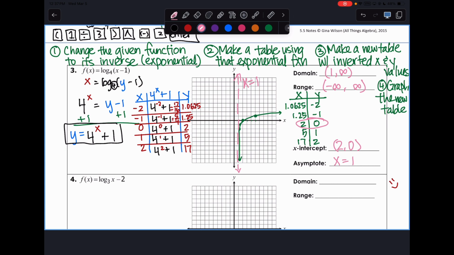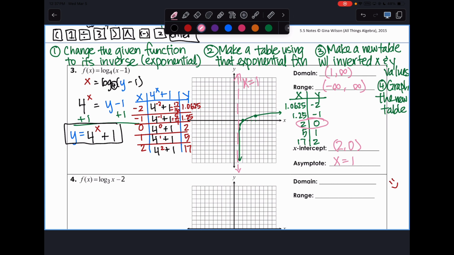Let's compare number 3 and 4. Number 3 is log base 4 of x minus 1, and number 4 is log base 3 of x minus 2. What's the difference with that? I'm talking about the x value, the x relationship with this part and this part. What's the difference? Really obvious. In parentheses. Second one is not in parentheses. Do you think that might mean something? What do you think this is saying?